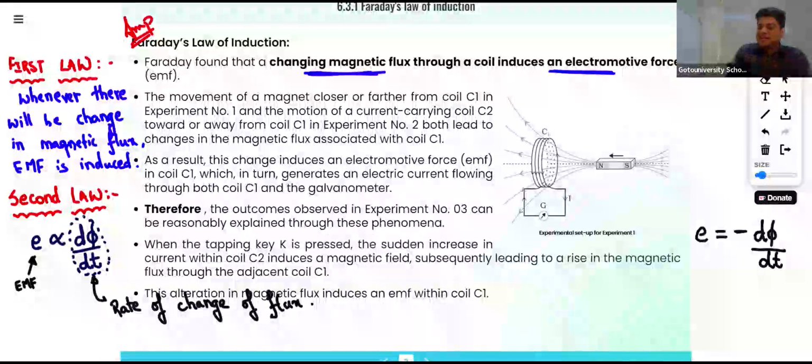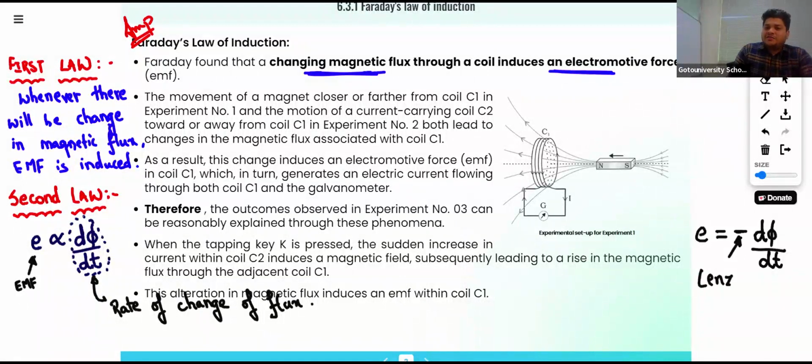Still, just a brief note: this negative sign will indicate that EMF production and flux change are opposite to each other. I know you will not understand here. So for that, we have to go to Lenz's law. This is your negative sign. This negative sign will be explained by Lenz's law.